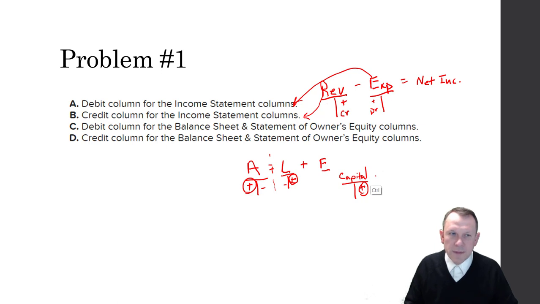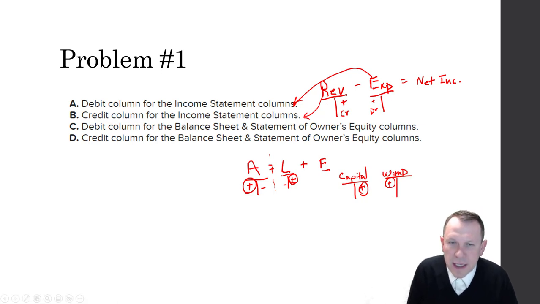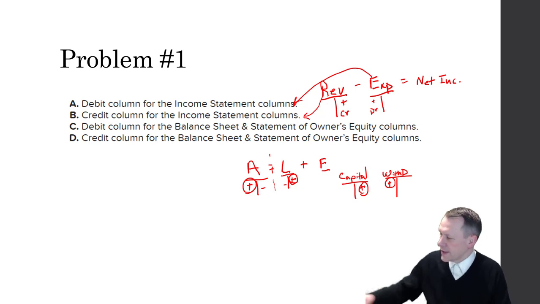So what's going to be another credit? We're not going to really have any other credits on there unless we have maybe partnerships. We'll have multiple capital accounts. But we definitely have a debit here with our withdrawal account. So owner withdrawals is a debit. So that'll be on the debit side of the owner's equity, statement of owner's equity columns. So hopefully this helps. So if you know what account you're dealing with and the account type, then you kind of know which one to put on that one.